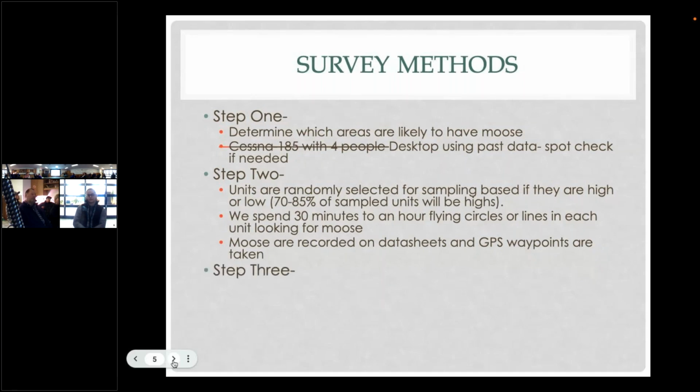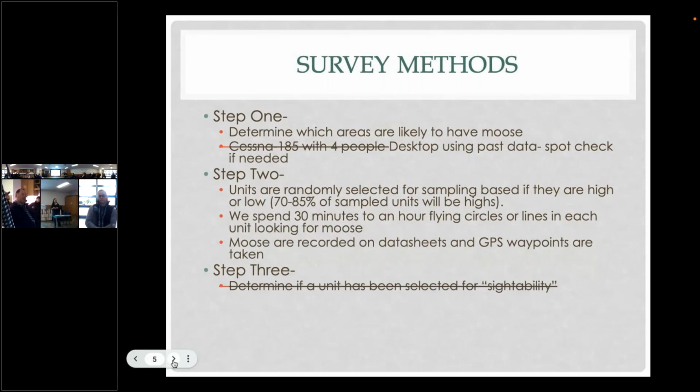So then the third step is called sightability. And so we have to determine how many moose are present, but that we missed. And so in the past, what we've done is for every sampled unit, there's an envelope. It's kind of like a little advent calendar. And after you finish surveying a unit, you open that up, and it tells you whether or not a unit has been selected for sightability, and then which part of the unit you're going to fly.